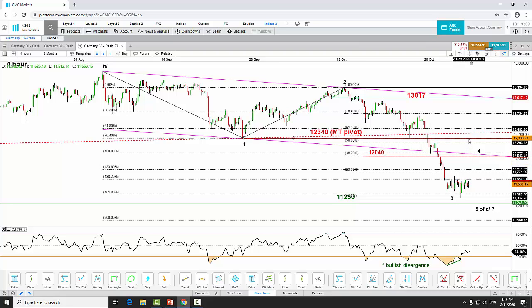However, if we start to see a daily close above 12,340, this bearish scenario will be invalidated, and we may start to see a further recovery to retest this 13,017 resistance level as a first step. So that's all I have for this week's technical outlook on the major stock indexes.